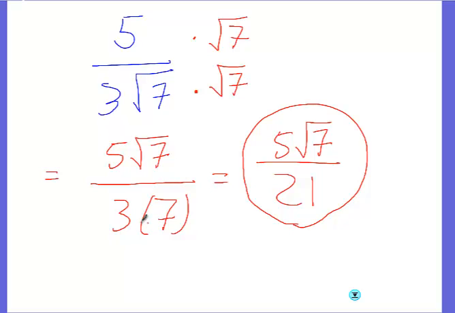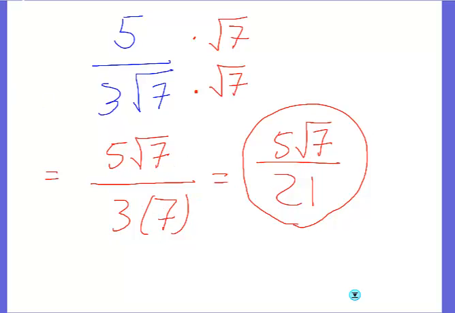Okay? The reason why you have to do 3 times 7 is because the 3 and radical 7 are being multiplied here. So when this radical 7 times radical 7 becomes just a 7, you still must multiply it by 3, and 3 times 7 is 21.